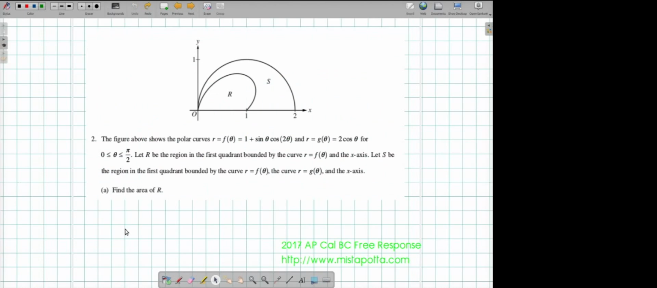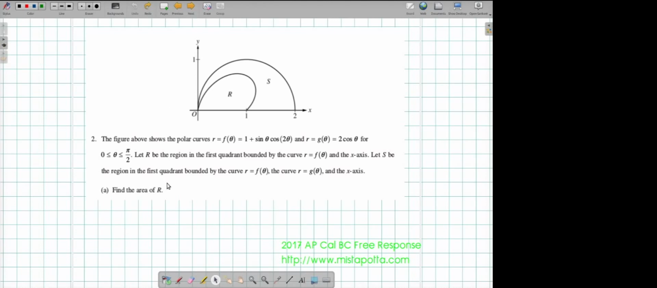r equals f of theta, which is 1 plus sin theta times cosine 2 theta, and r equals g of theta equals 2 cosine theta, on the domain 0 to pi over 2. It says, let R be the region in the first quadrant bounded by the curve r equals f of theta and the x-axis. S is going to be the region in the first quadrant bounded by the curve r equals f of theta and the curve r equals g of theta and the x-axis. And the first thing they're asking for is to find the area of R.